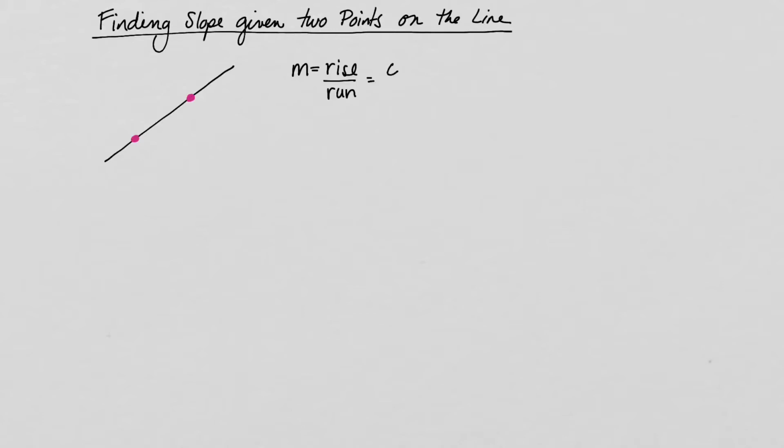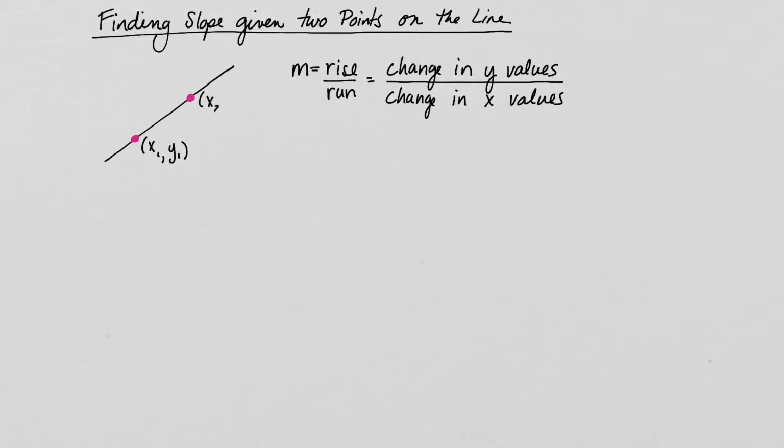or another way of thinking about it is the change in Y values divided by the change in X values. So if I think about labeling these points, so let's say that this point is x1 comma y1, and this point is x2 comma y2, and I'm going from this first point to the second point, then this distance here is going to be the difference between these two y values. So when we say change in y values, what we're really saying is y2 minus y1. And change in x, same thing, would be x2, where we end up, minus where we started.